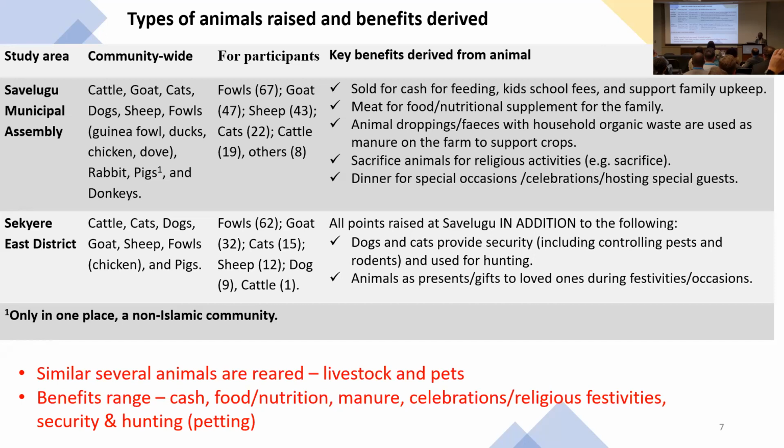We asked about the kind of animals being raised by this community, rural folks. And it's basically almost the same across, but the benefits are basically cash. Sometimes they sell them to feed themselves, also to pay children's fees, and even to support livelihood. These are coming from the women, and also for celebration, maybe special occasions, Christmas, and then religious activities.